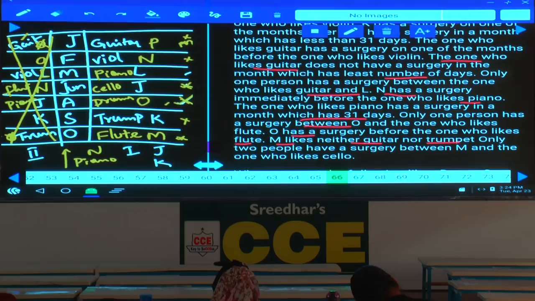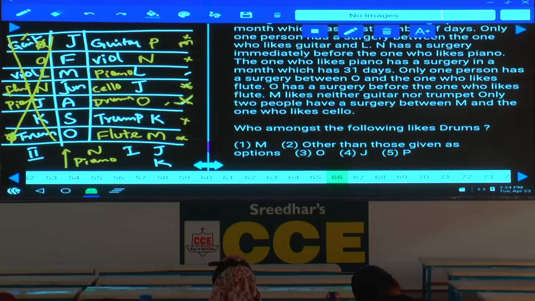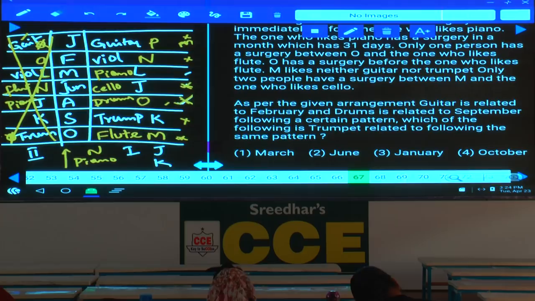And who among the following likes drums? Yes, tell me who among the following likes drums here? O likes drums, so that is choice 3. And question number 67. As per the given arrangement, guitar is related to Feb. That means guitar is immediately before Feb. And drums is related to September. Drums is immediately before September. Following this pattern, which of the following is trumpet related to? Trumpet is immediately before the month of October. Hence, October, that is choice 4. 67, it is choice 4.